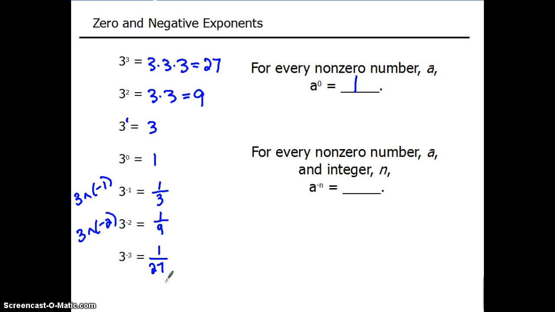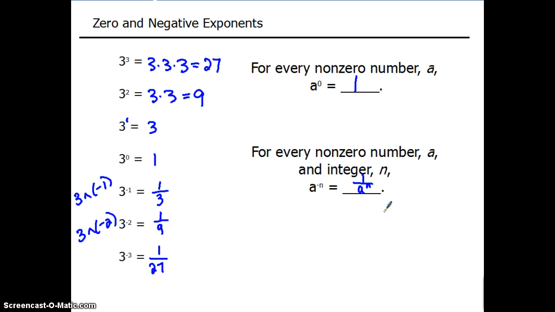And I don't like to think of it as move it to the bottom or fractions. I like to just think move it across the fraction bar. 3 to the 1st is normally 3, but because that's negative, we're going to move it across the fraction bar to the bottom. Again, 3 squared is 9. The negative means move it across the fraction bar, and same thing here. Alright, so to fill in our rule, for every non-zero number a, and integer n, a to the negative n equals 1 over a to the n. So you see all that negative exponent does is move that to the bottom.